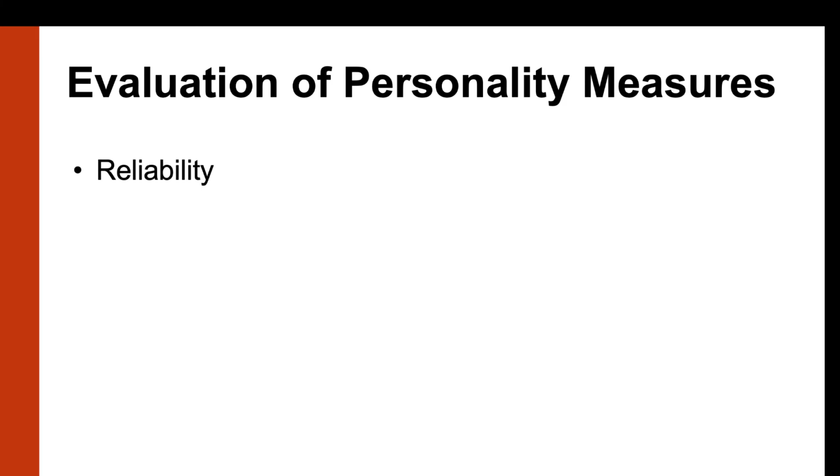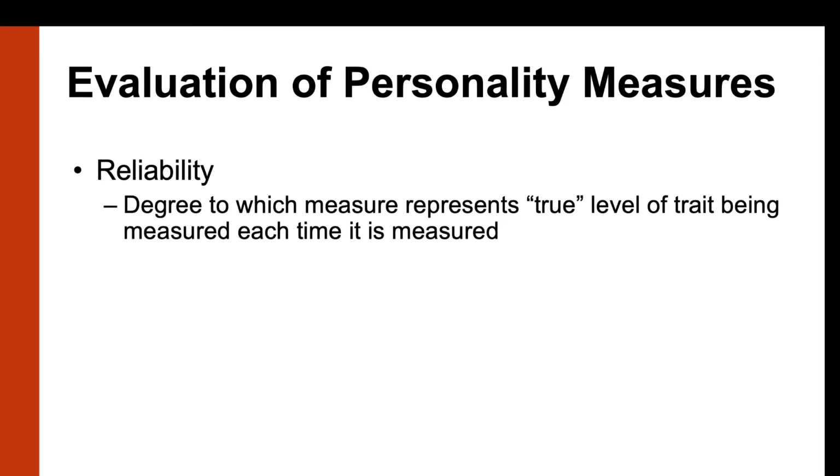The first thing to consider is reliability. And reliability, when we're measuring any sort of personality attribute, is the degree to which the measure we get is an accurate measure of that person's personality, and every time we use that measure, it gives you an accurate result. So whether or not the measure that you get represents the true level of the trait that you're measuring refers to that measure's reliability.